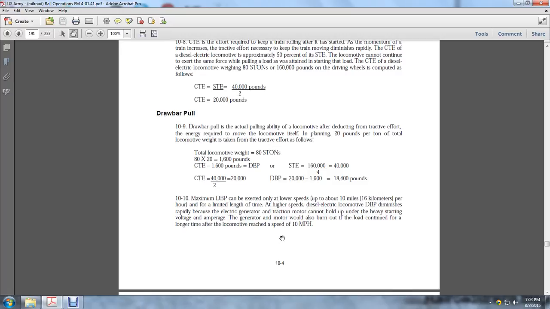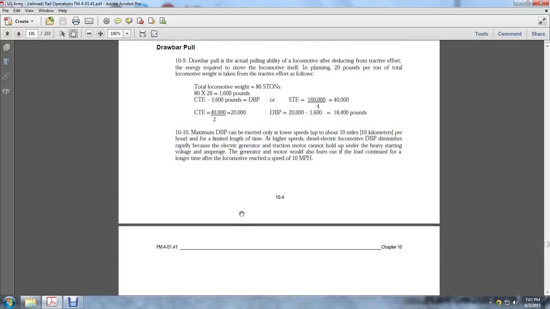Maximum drawbar pull can be exerted only at low speed, up to 10 miles per hour, and for a limited length of time. At high speed, in a diesel electric locomotive, the drawbar pull diminishes rapidly because the electrical bar and the traction motor cannot be held under the heavy starting voltage and amperage. The generator motor would also burn out if the load continued for a longer time after the locomotive reaches the speed of 10 miles per hour.